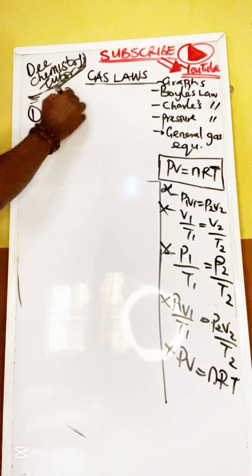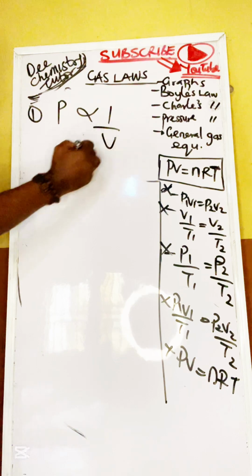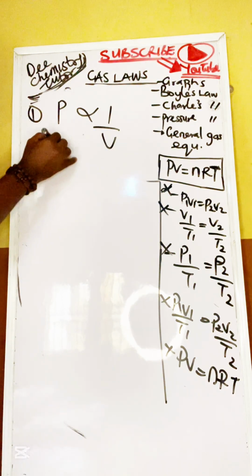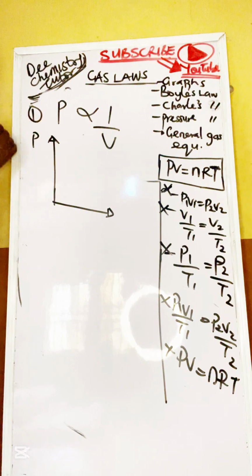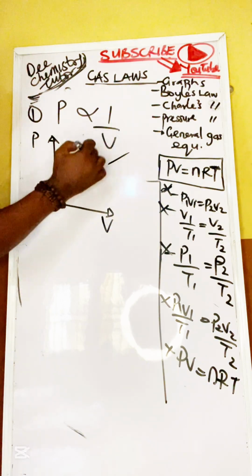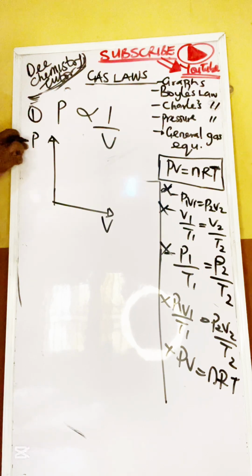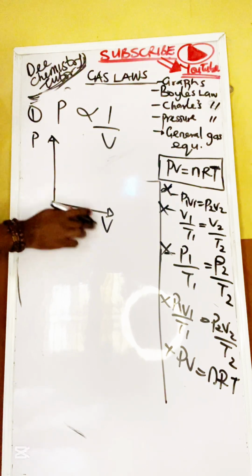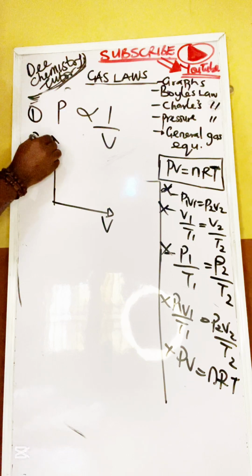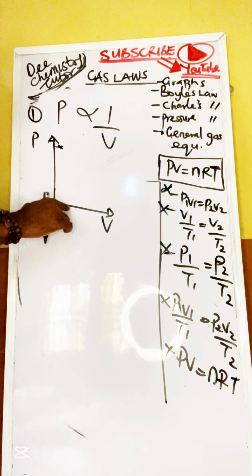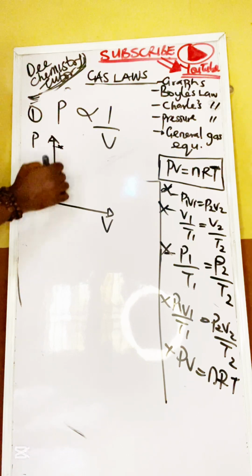They said P is inversely proportional to volume. That means, look at it. If I have a graph like this, such that P is here and V is here, it can't be a straight line. Why? They didn't say P is directly proportional to V. They said P is inversely proportional to V. That means when this one increases, what happens to this one? It must decrease, right? So look at this.